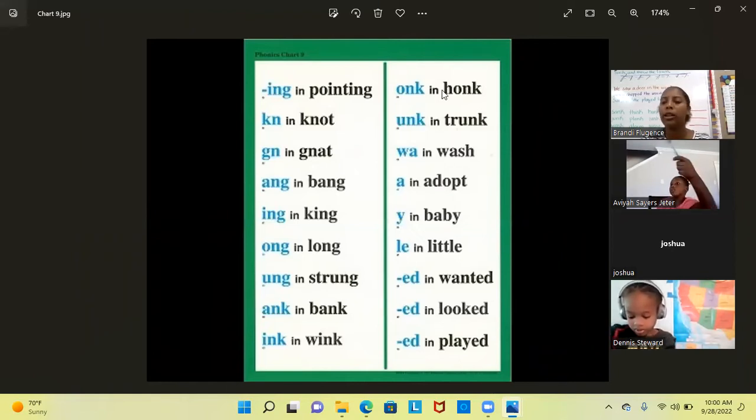Awesome. So chart 8 and chart 9. So today we have a couple of sounds off of chart 9 that we are going to cover, which are ANK, INK, ONK, UNK, WA, and A.